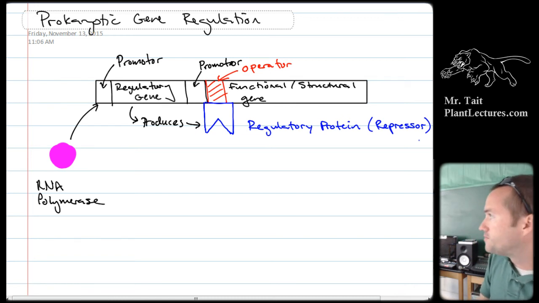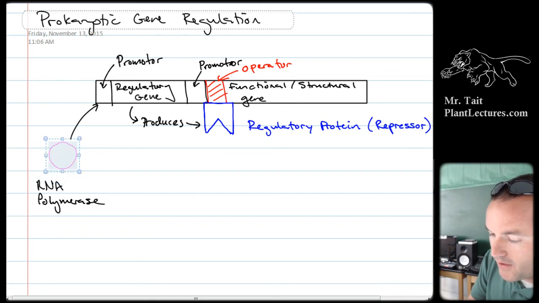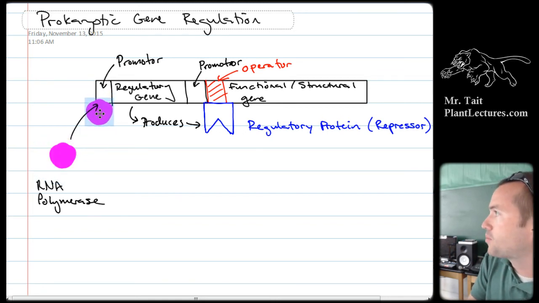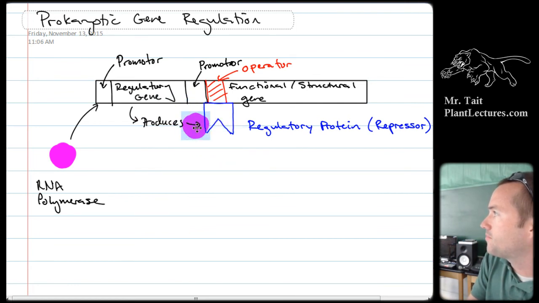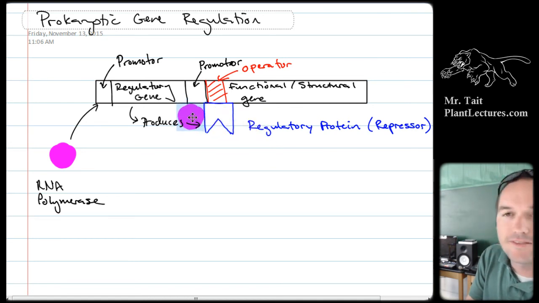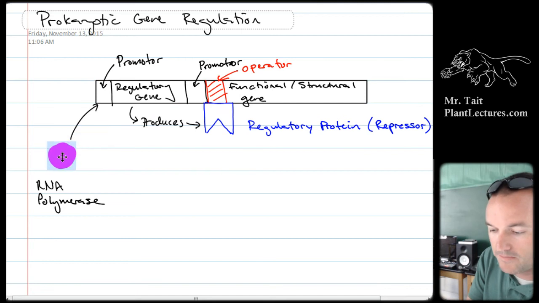Okay, so you can probably see, hopefully, what happens now. If you've got RNA polymerase, it's able to attach to this promoter freely. It's able to create this protein from the regulatory gene, right? But over here, it can't get to this promoter because there's something in the way. There's an operator, and the operator has this regulatory protein on it, the repressor, that prevents the RNA polymerase from attaching to it.